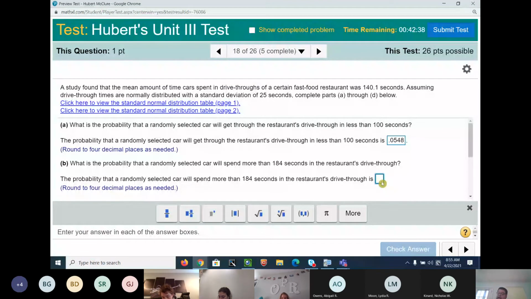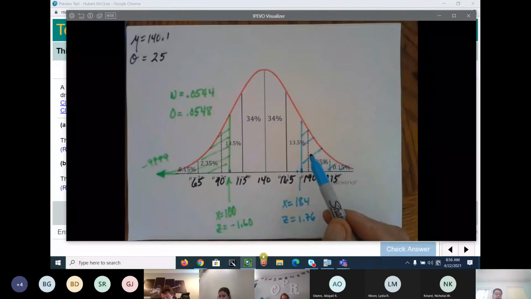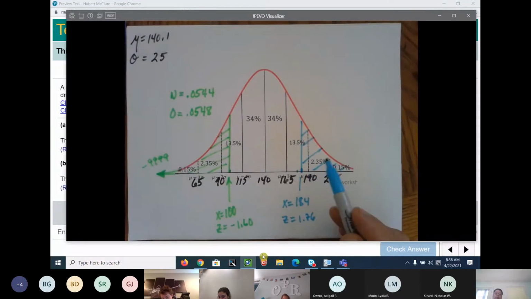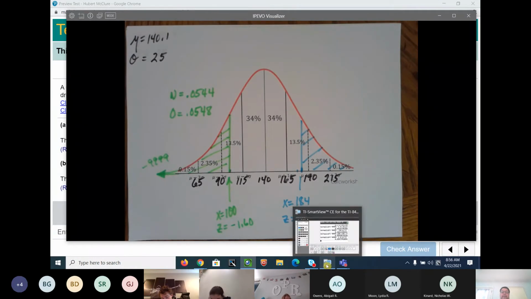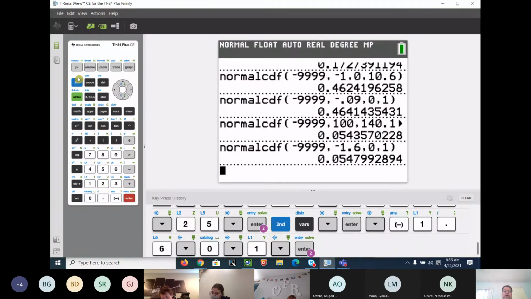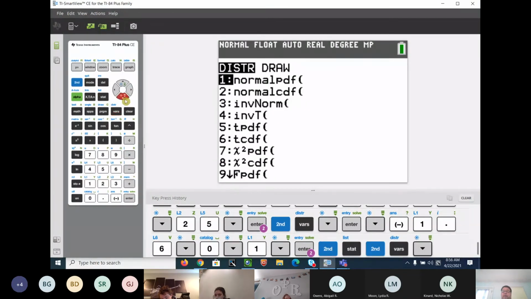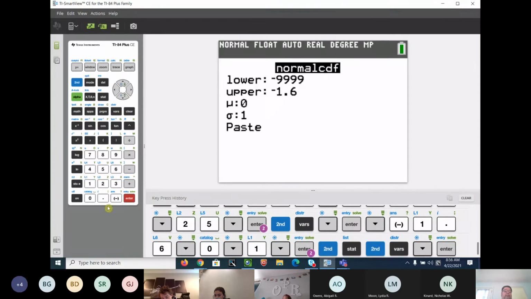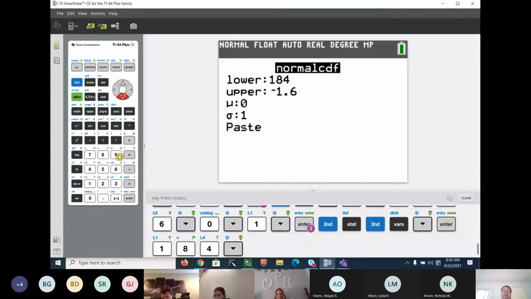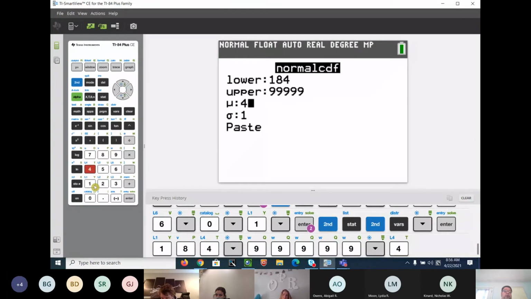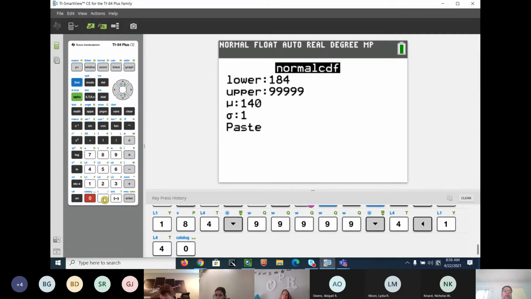Okay, so if you've got an old calculator or a new calculator, there is the area you're looking for. What is the probability that a car is going to be in line for more than 184 seconds? Since I typed in the old calculator answer in the first one, I'm going to do this one with the new calculator, just to show y'all that they have different tolerances. Second VARS, normal CDF, 184, 9999, 140.1, and 25.